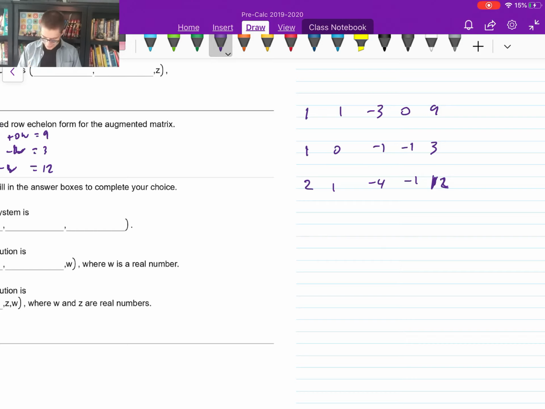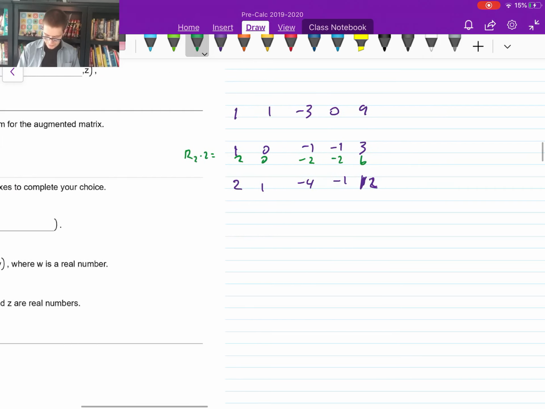So we'll start by solving that bottom left one. We can do this just in a normal way. We'll do, let's see, row 2 times 2, that gives us 2, 0, negative 2, negative 2, and 6.